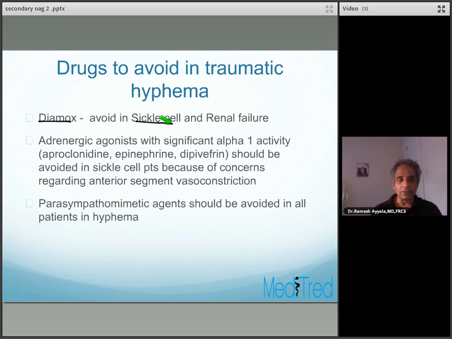Two, you want to start this patient on steroid drops. I typically use Pred Forte 4 times a day. Should there be epithelial disturbance, you may want to add an antibiotic drop along with it, and suggest to the patient to have bed rest, no physical exertion, to avoid recurrent bleeding, and monitor this patient.